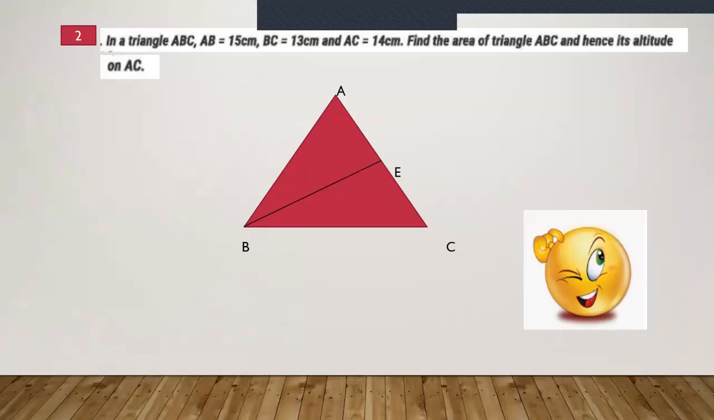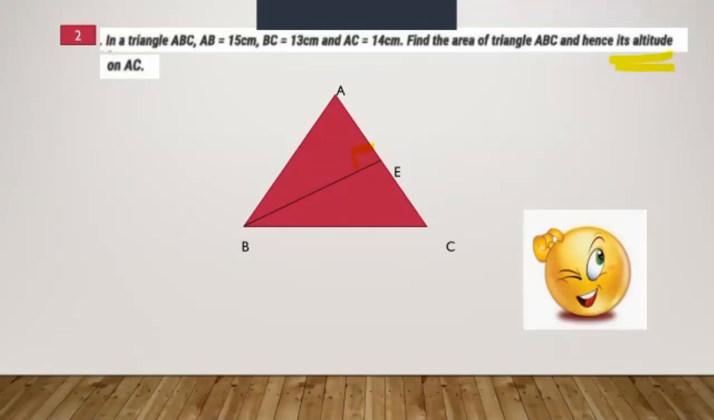Now, if you are done with the area, go ahead and find the altitude. Now, the question is: find the altitude on AC. That means here you have a right angle. So there is another formula to find the area. Another way to find it. Can you hear now? Is it okay? Yes, ma'am. The altitude is 12 centimeters.